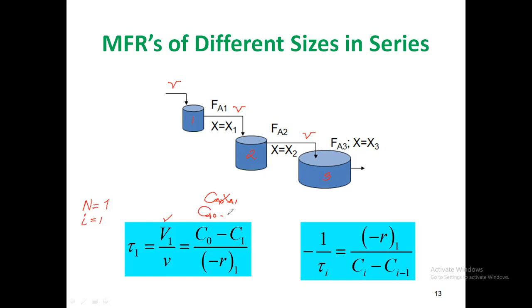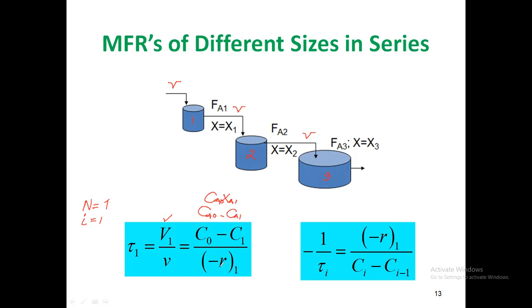So CAO minus CA1. This is based on the suggestion of Levenspiel that whenever you are working on a problem concerning CSTRs in series, whether they are equal in size or not, express your performance equation in terms of concentration, not conversion. Although you may do that as well, but just so that it would be easy for you to substitute values, you work on concentrations.